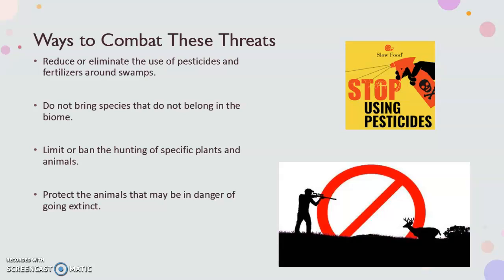Some ways that we can combat these threats are reducing or eliminating the use of pesticides or fertilizers used around swamps. We can also try not to bring species that do not belong in the biomes, because that'll significantly change the ecosystem. We can also limit and ban the hunting of specific plants and animals that are endangered. And we can also try to protect those animals that may be in danger of going extinct.